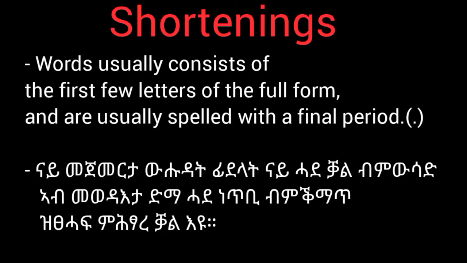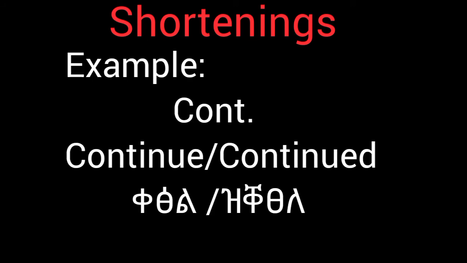Shortenings of words usually consist of the first few letters of the full form and are usually spelled with a final period when they are still regarded as abbreviations. Example: CONT, which is a shortening of continue or content.